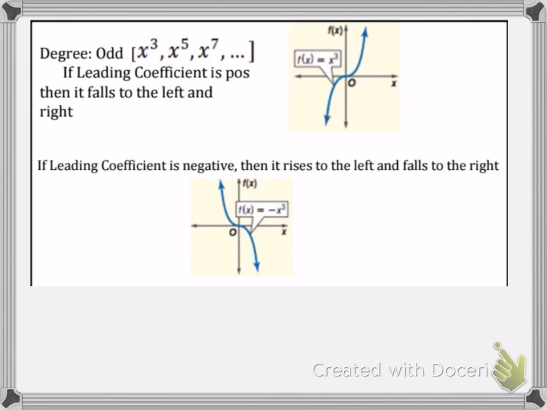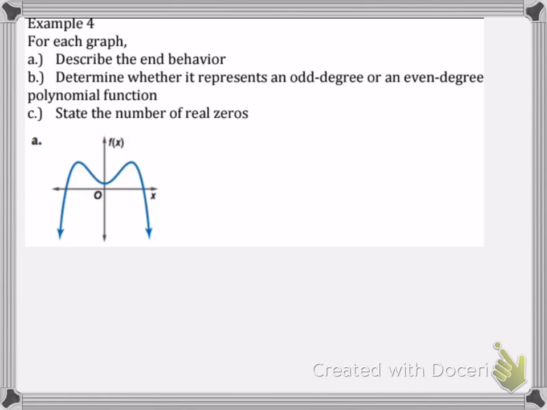So any polynomial where its degree is odd, x to the third, x to the fifth, x to the seventh, any in this family, if the leading coefficient is positive, then it will behave like a normal cubic would, such that it falls to the left and rises to the right. Now, if the leading coefficient is negative, then it rises to the left and falls to the right. So let's try some examples.